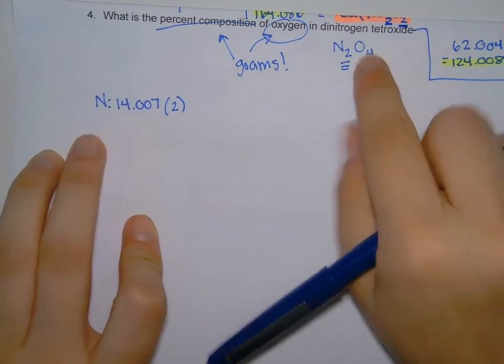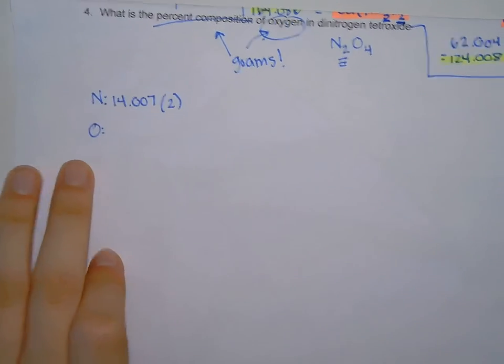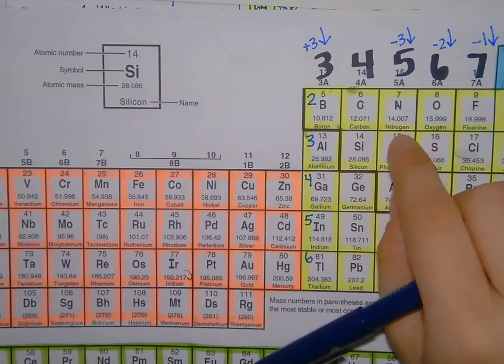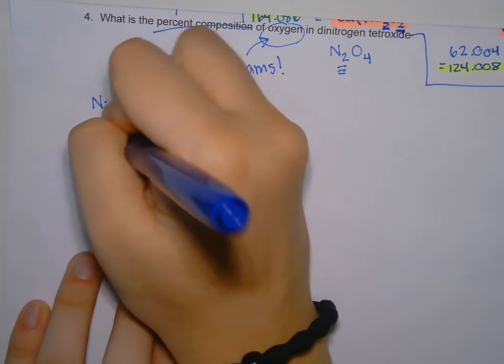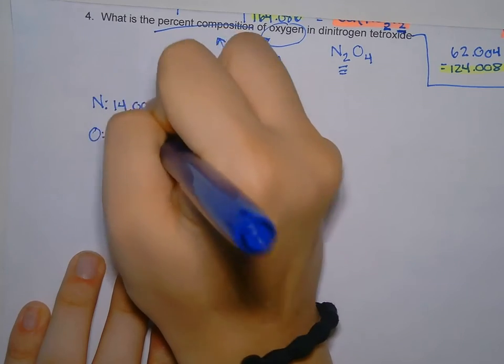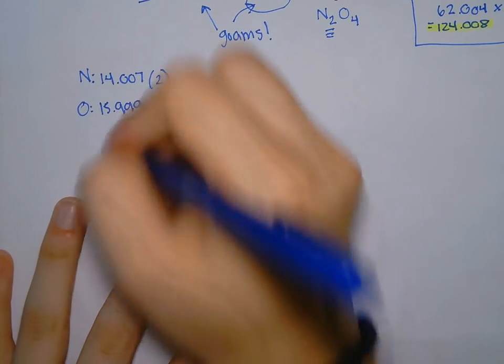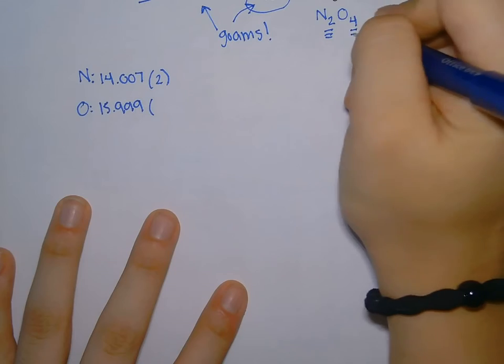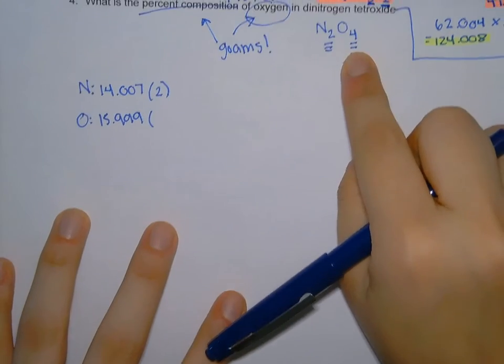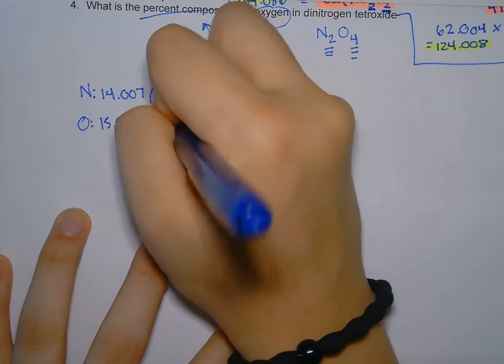And then I have oxygen. So I know that oxygen has a mass of 15.999. And I have 4 oxygen atoms because I have this little 4. So I have to multiply that number by 4.